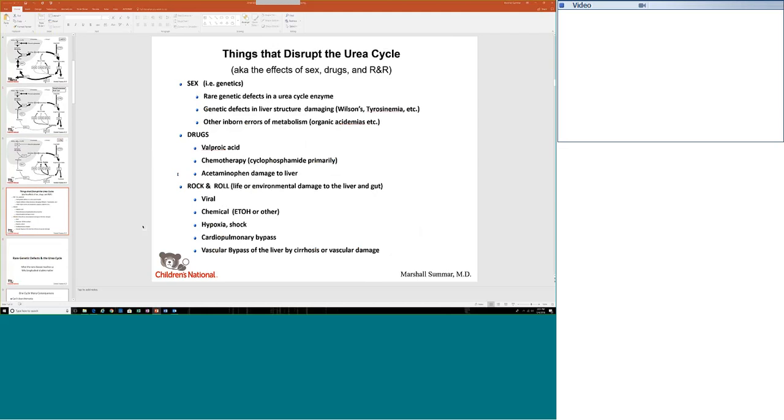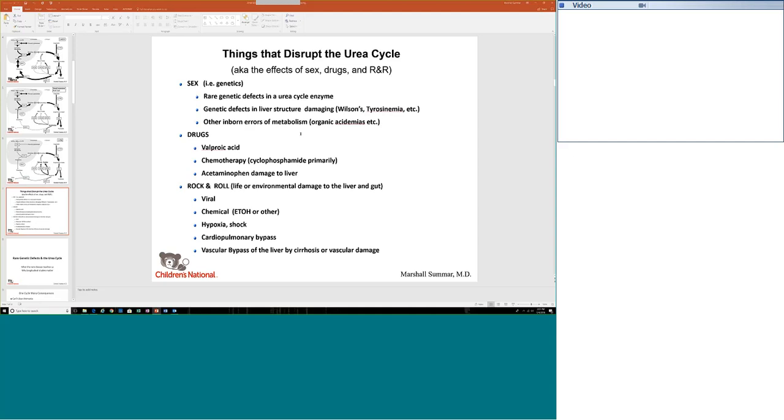Well, let's come back to sex, drugs, and rock and roll. So sex is genetics. Rare genetic defects have been described for every enzyme and transporter in this pathway. Genetic defects in liver structure, such as Wilson's disease, tyrosinemia, things that are toxic or structurally interfere with blood flow to the liver, and then the other inborn errors of metabolism, which tyrosinemia is one, I realize, but like the organic acidemias, which can interfere with that first enzyme, CPS1. So there's lots of ways to interfere with it here. It's a very cumbersome biochemical pathway, so it's actually easily affected.